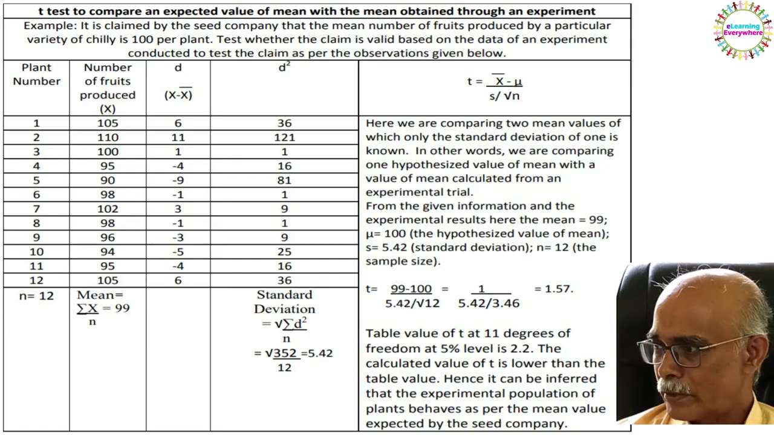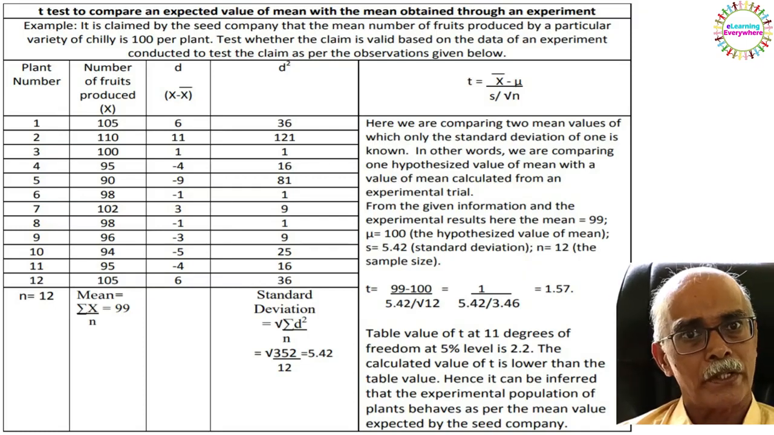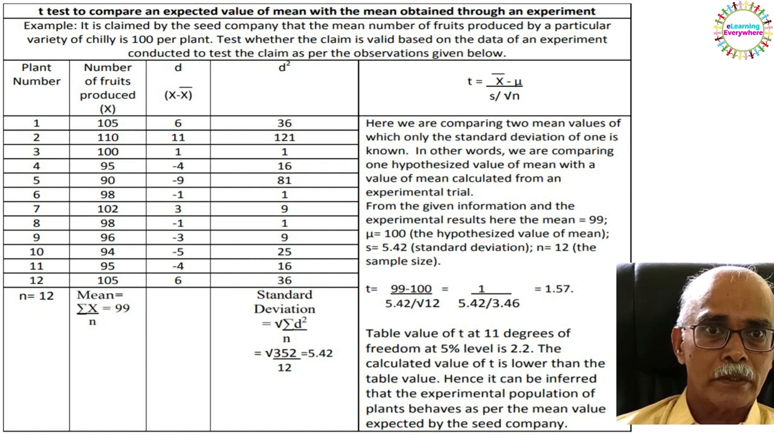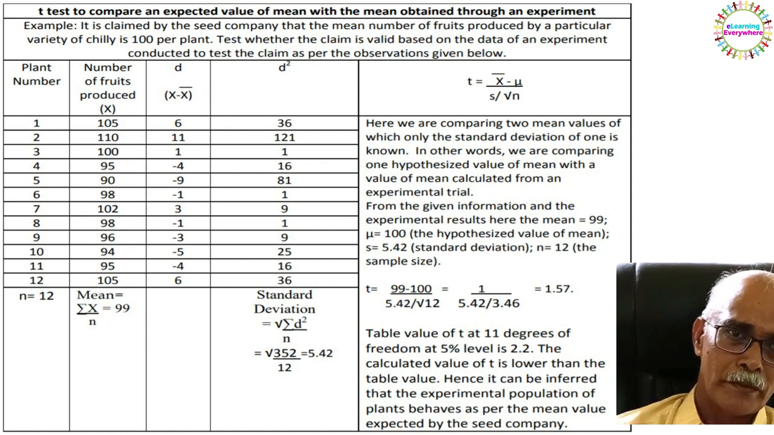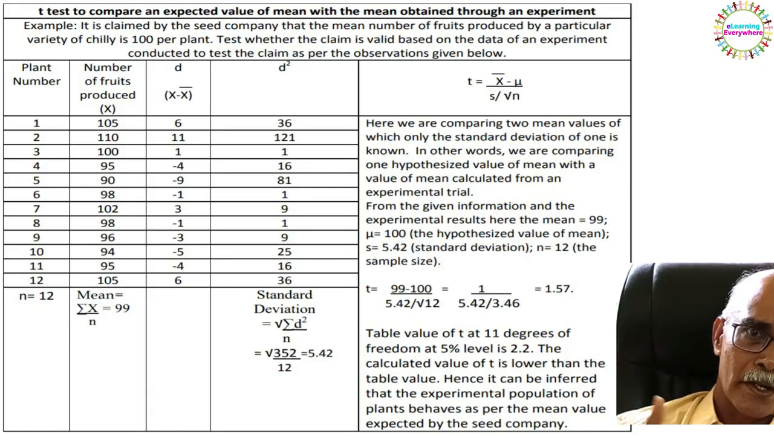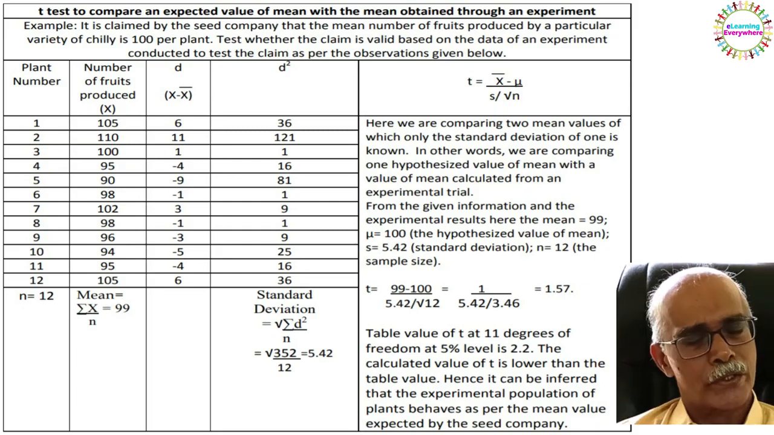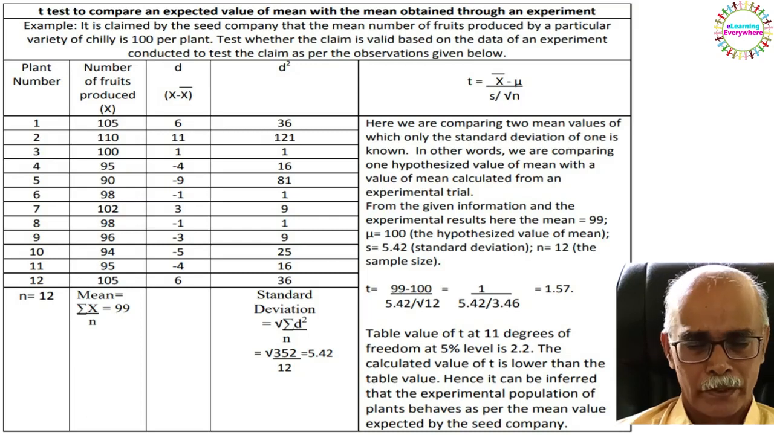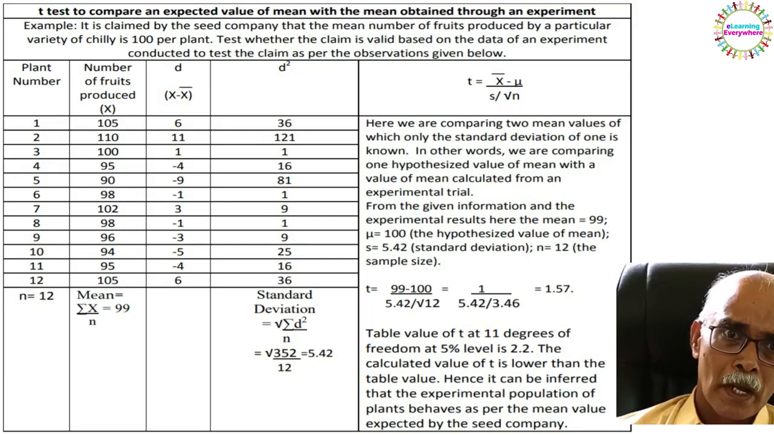It shows that the calculated value of t is 1.57, and it is lower than the table value. Lower than the table value means the variation is not significant. So you are accepting the claim of the company. They claim that 100 is the mean fruit number of the variety of chicken. You are accepting that claim because the variation between the first mean and the second mean is low.